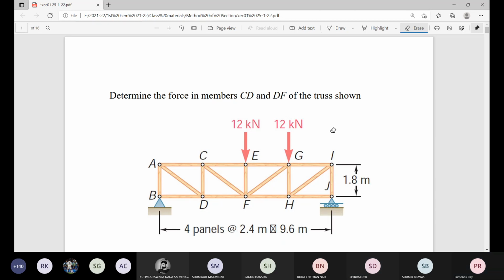Now, just by simple mental calculation, you can find out these reactions. Both of them will be vertically upward. Now, can anybody tell me within 30 seconds? 12 multiplied by 5 by 4.